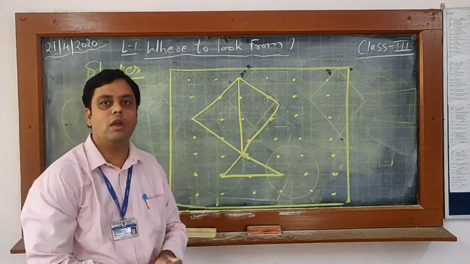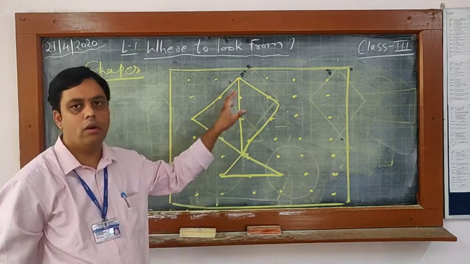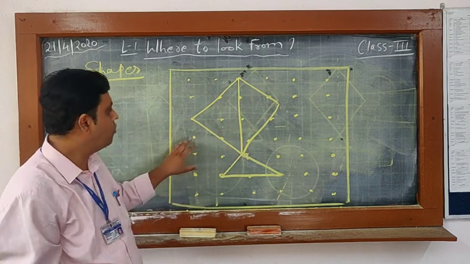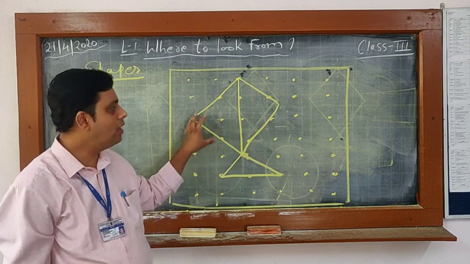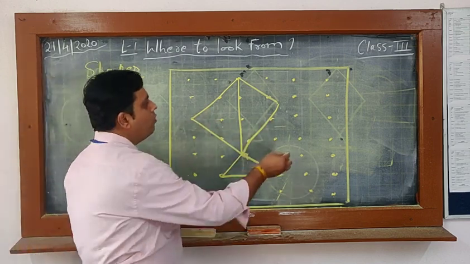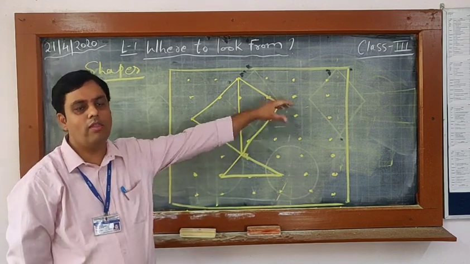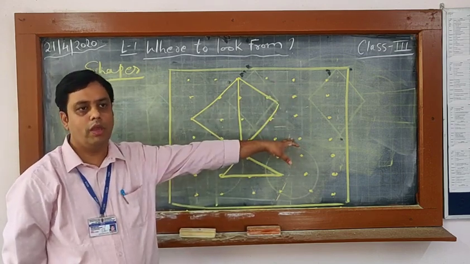There are some questions given: draw a kite, draw a boat, draw a flower. So you have to join the dots. What is the way to make this? You will not make it anywhere else. You have to join the dots and then draw a picture.